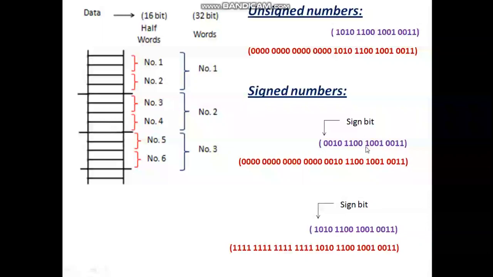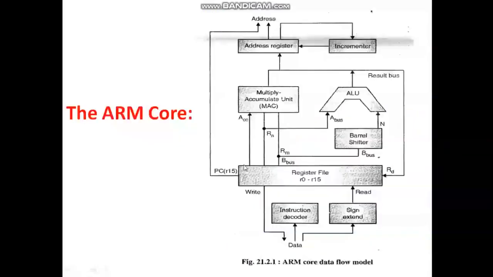So it is required that while loading such small size signed numbers into 32-bit registers, the sign bit is extended to all the higher bit positions. This job is done by the sign extend block. So the sign extend block is typically needed when you are working with signed numbers.